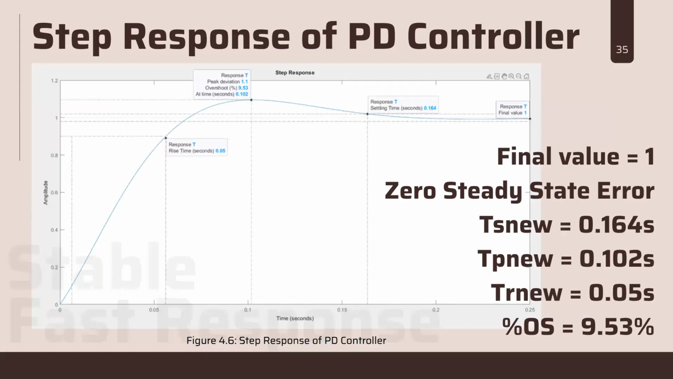So this is the step response of the PD controller that I designed. The final value is around 1, so it achieved zero steady state error. And the TS new is 0.164, the TP new is 0.102, and the TR new is 0.05. So the percentage overshoot is around 9.53 from the graph. So next.